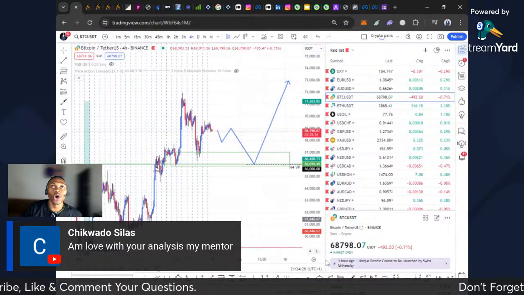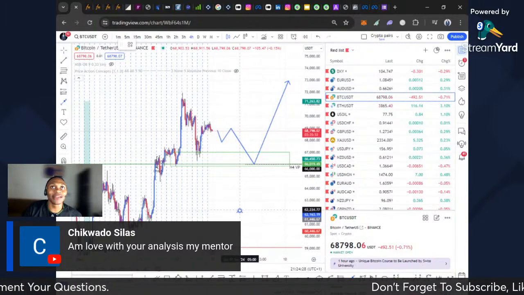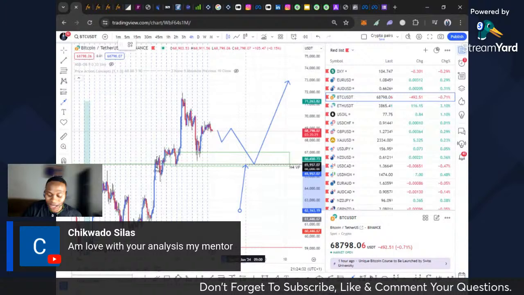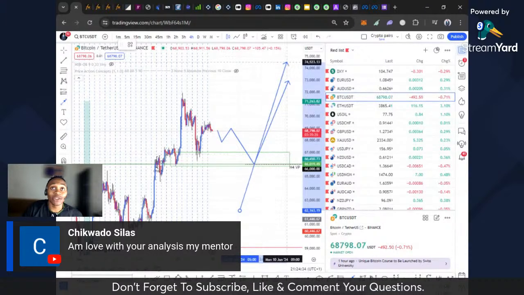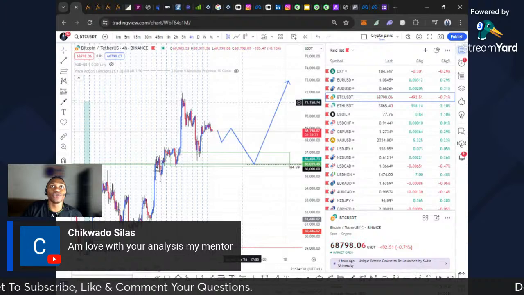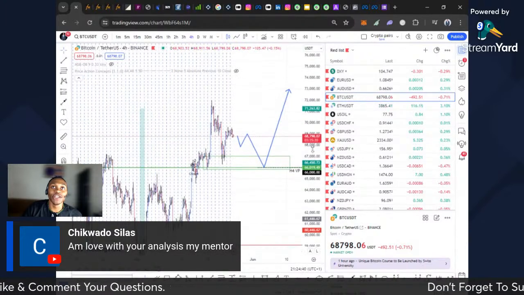So currently, like I said, Bitcoin, we're expecting it to come back to $66,000, and when it comes back here, then we'll start looking for the proper move to the upside, the massive rally to the upside, and then the bull run proper starts.